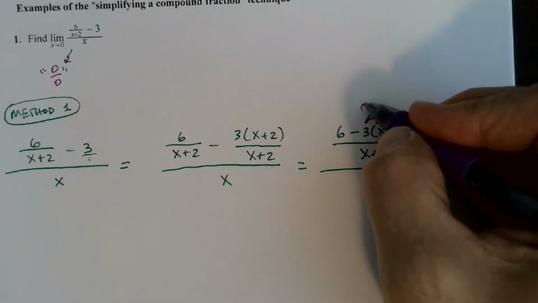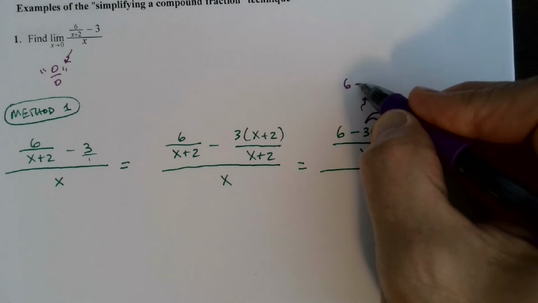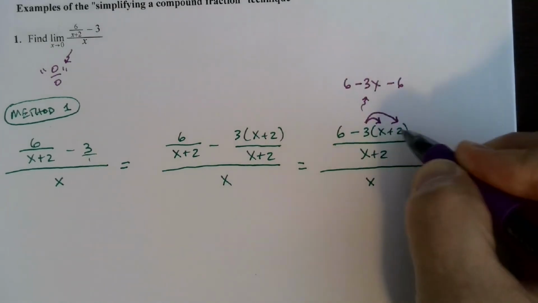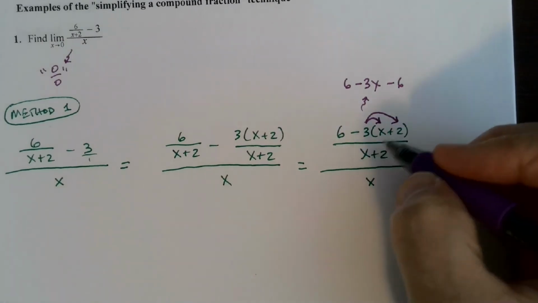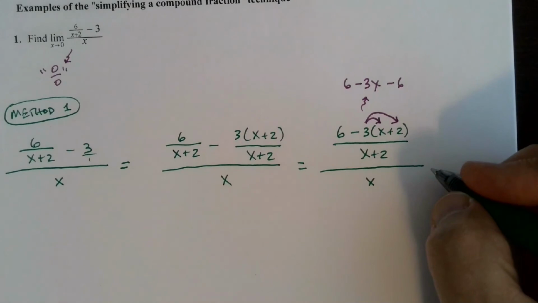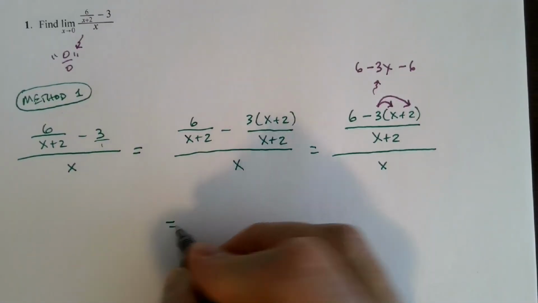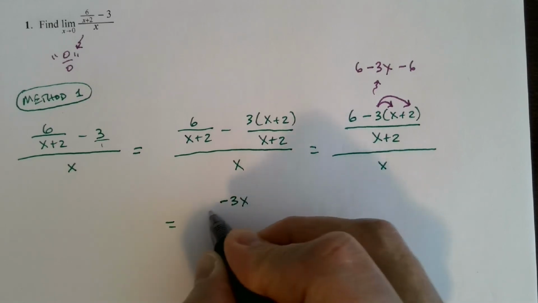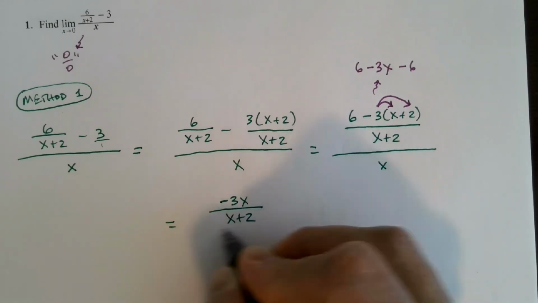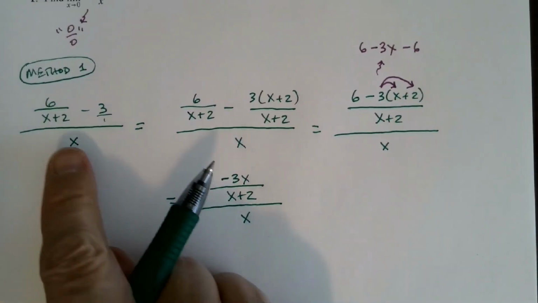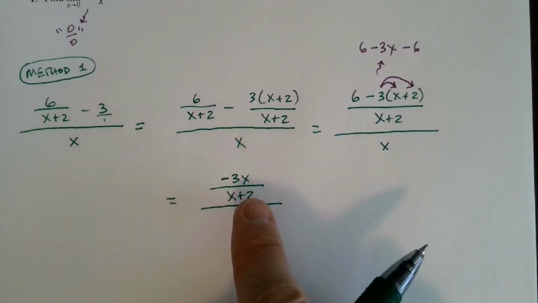And so what do I have up top here? I have 6 minus 3x minus 6, right? -3 times 2, don't forget to distribute that out. 6 minus 6 is 0, so what does the top simply become? The top simply becomes negative 3x over x plus 2. So I've accomplished the task of combining the numerator as one fraction.